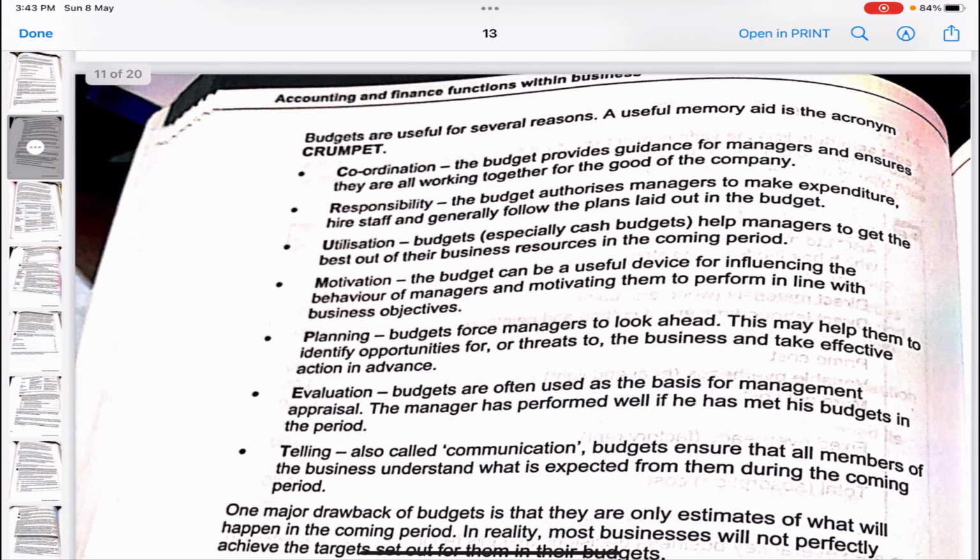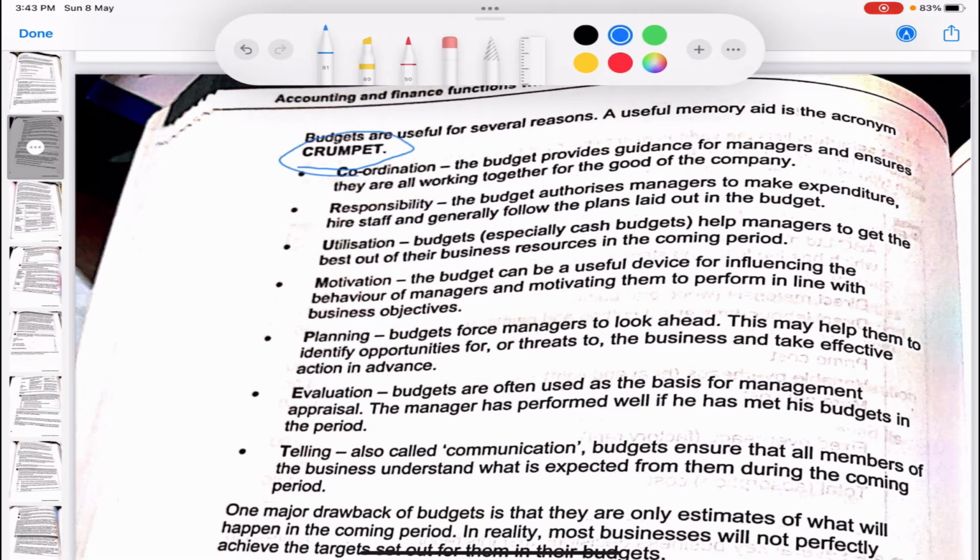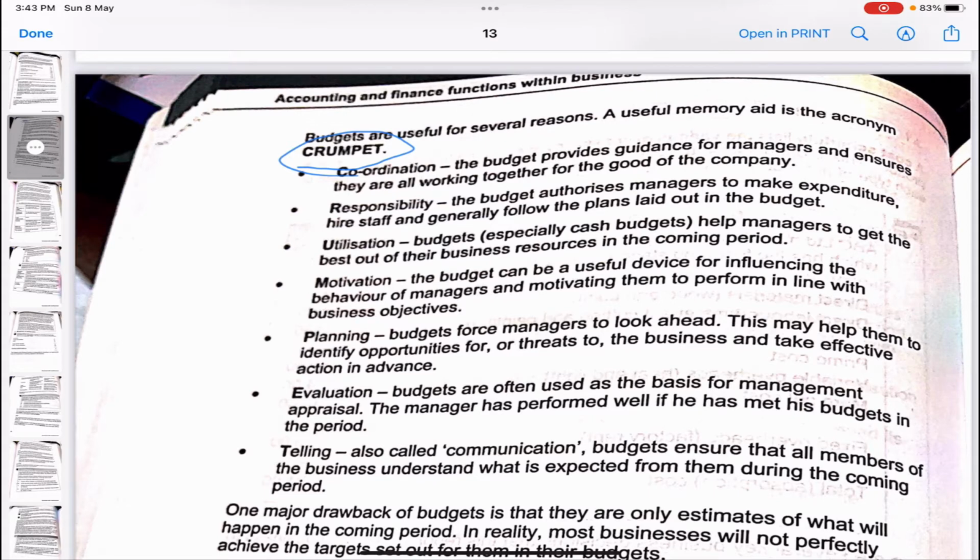So budgets are useful for several reasons. There is an acronym for budgets which we need to understand, which is CRUMPET. So just remember what is CRUMPET. C for coordination, R for responsibility, U for utilization, M for motivation, P for planning, E for evaluation, and T for telling.